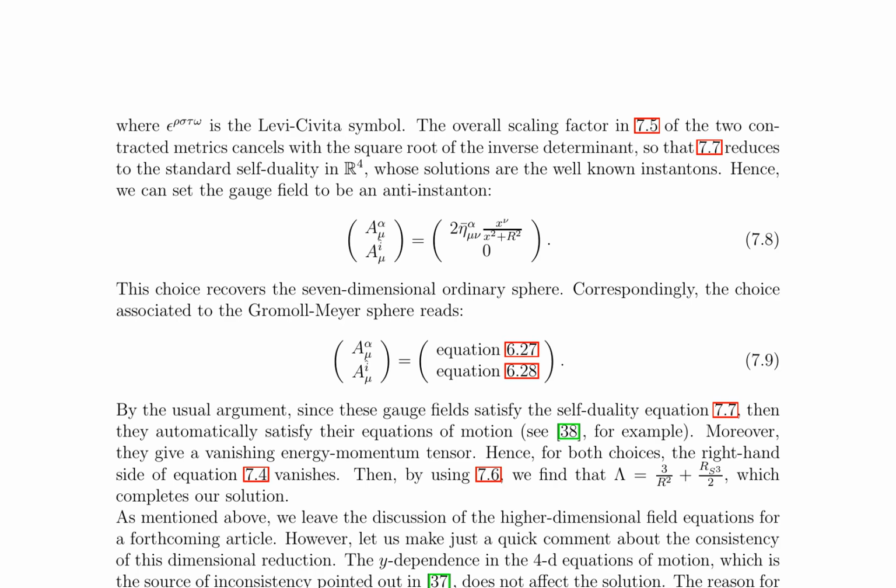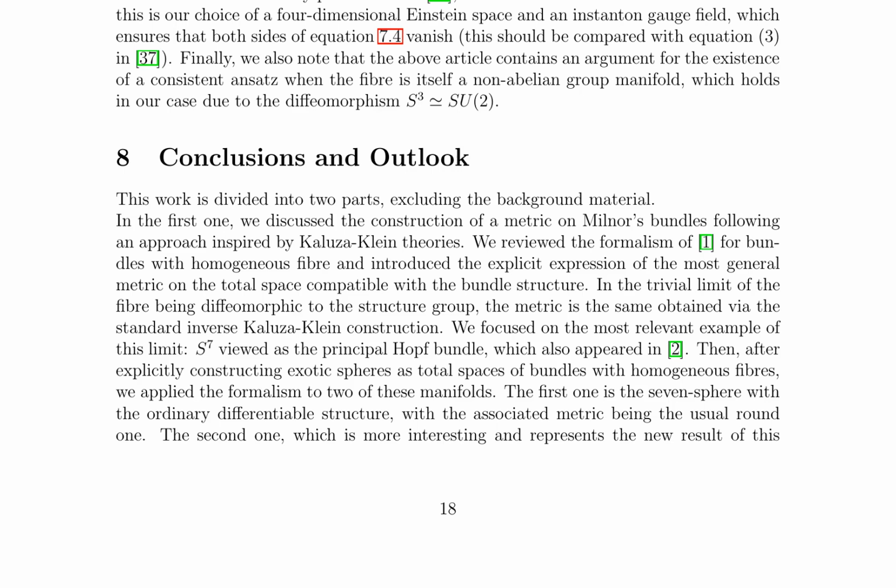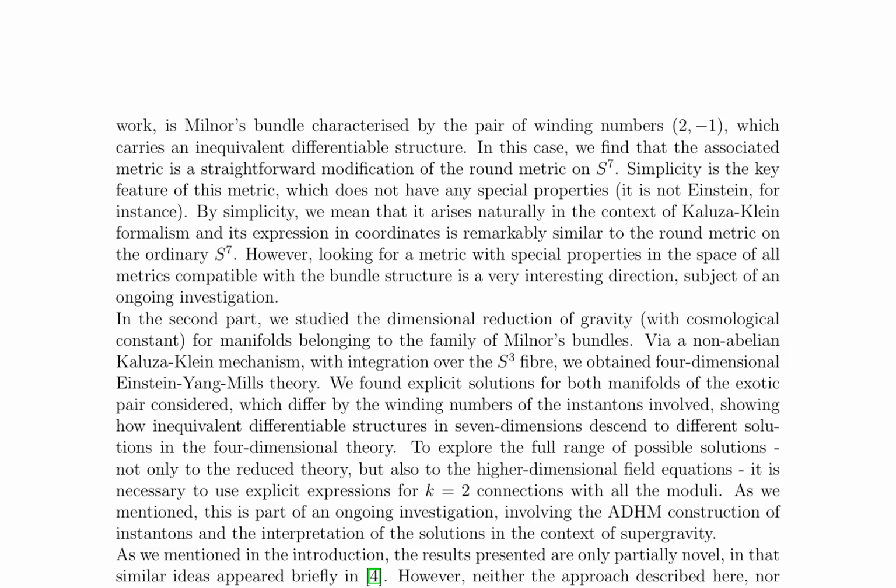The research paper discusses the construction of metrics on Milnor's bundles, inspired by Kaluza-Klein theories, and their dimensional reduction to four-dimensional Einstein-Yang-Mills theory. It focuses on the most relevant example, the seventh sphere, and its exotic versions with inequivalent differentiable structures. The authors derive explicit metrics for these spaces and apply dimensional reduction to obtain solutions in 4 dimensions. The key finding is that inequivalent differentiable structures in 7 dimensions descend to different solutions in the 4-dimensional theory.